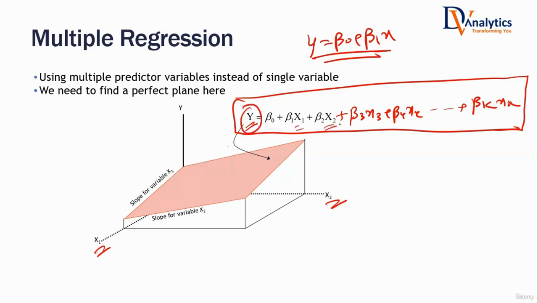These are known as features. These X variables are known as features. Your target depends on multiple features. What is the advantage of using multiple features? Maybe if you are using only one feature, it may not give you good R square value. It may give you 24 or 25 or 30% R square.